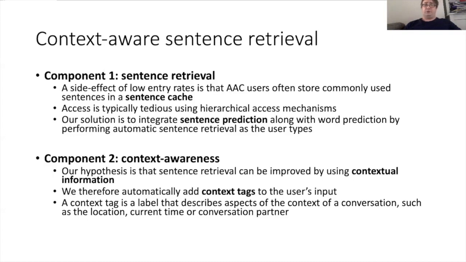The second component is that we have a hypothesis that we can improve efficacy even further by making use of contextual information, such as the speaking partner, the speaking partner's name, time of day, or, for instance, the geographical location the user is situated in. We therefore automatically add what we call context tags to the user's input. A context tag is a label that describes aspects of the context of a conversation, such as the location, current time, or conversation partner.